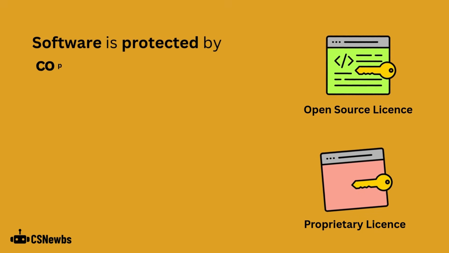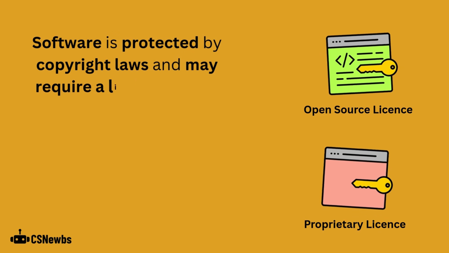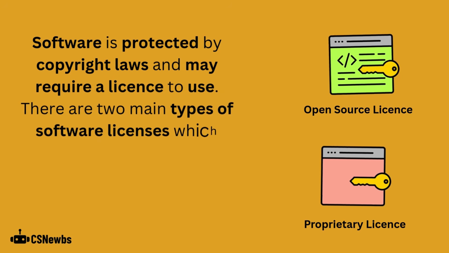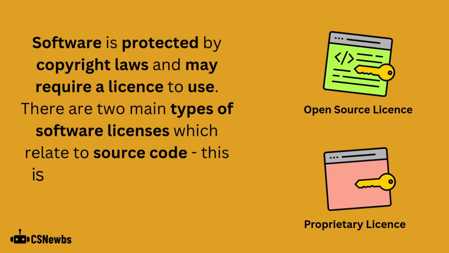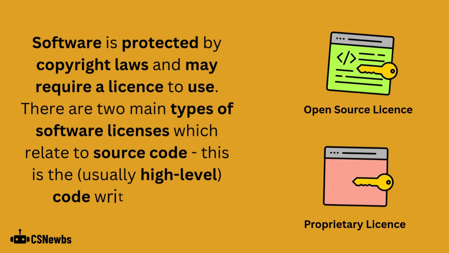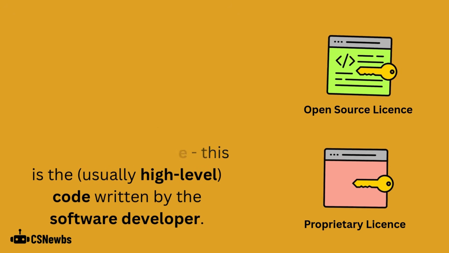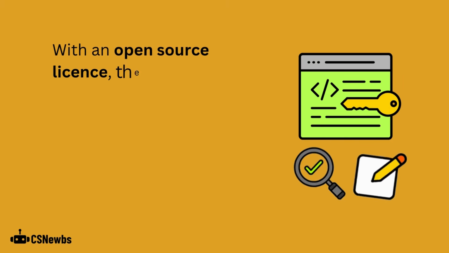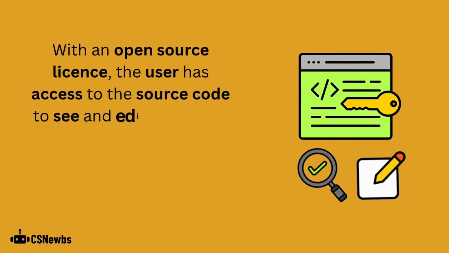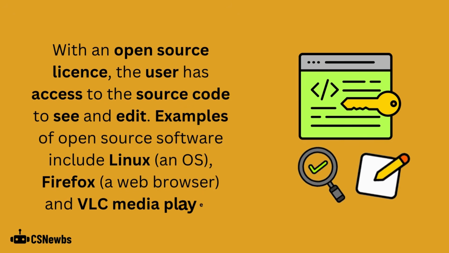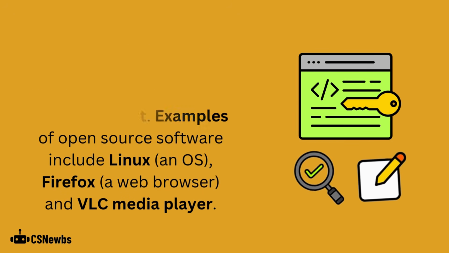Software is protected by copyright laws and may require a license to use. There are two main types of software licenses which relate to source code. This is the high-level code written by the software developer. The two license types are open source license and proprietary license. With an open source license, access is provided to the source code for the user to see and edit. Examples of open source software include Linux, Firefox, and VLC Media Player.